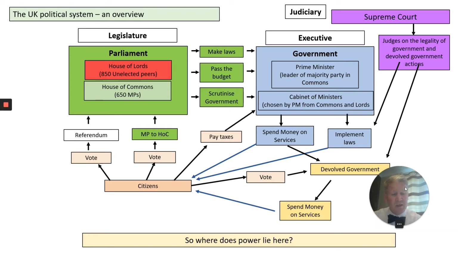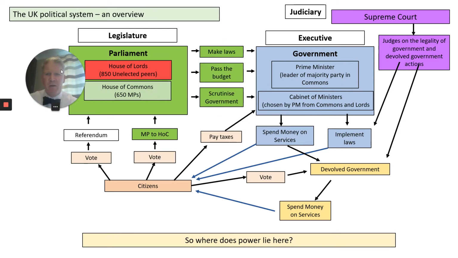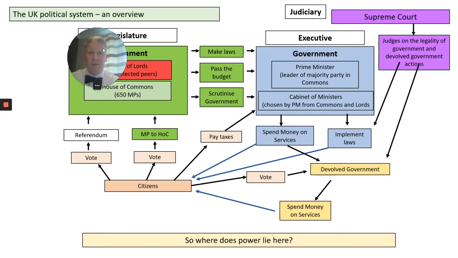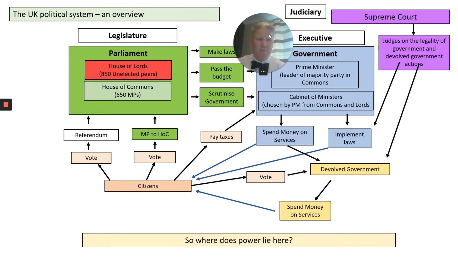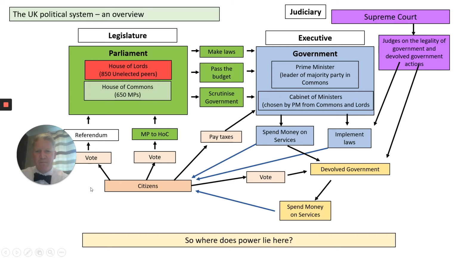So you can see power is a bit complex, but the basic principle of our constitution is that Parliament has the power. It is called sovereignty, parliamentary sovereignty. This is because it defines how much power government can have in what it does. Hope you understand that. Let's see it in practice.